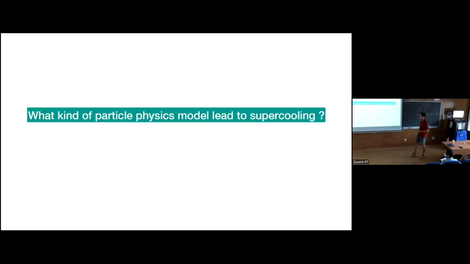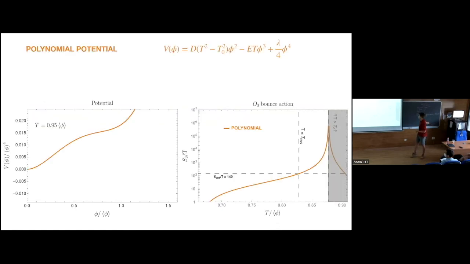What kind of particle physics model can lead to this? There are two classes of models of phase transition in the literature. First are polynomial potentials, right? Phi squared, phi cubed, phi to the 4. On the left is the potential plotted for different temperatures. You see, I decrease the temperature. Initially, you are stuck in the first vacuum, but when the temperature is smaller than the critical temperature, this first vacuum becomes metastable, and you want to nucleate.